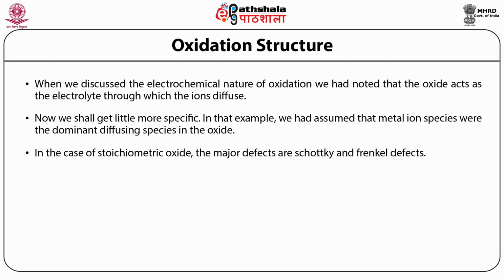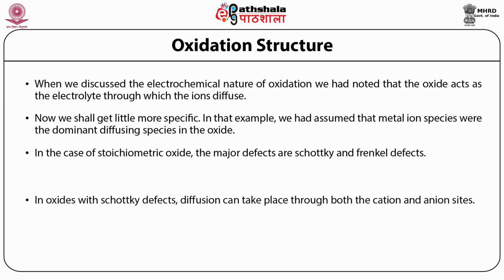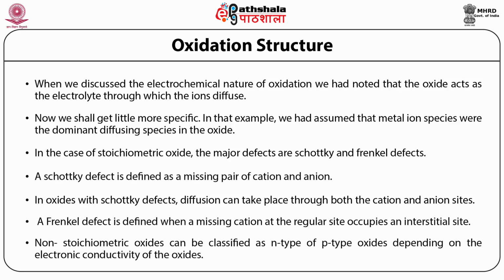So defects can be classed as those that form in stoichiometric oxides and those in non-stoichiometric oxides. A Schottky defect is defined as a missing pair of cation and anion, as shown in this figure. In oxides with Schottky defects, diffusion can take place through both the cation and the anion sites. A Frenkel defect is defined as when a missing cation at the regular site occupies an interstitial site.